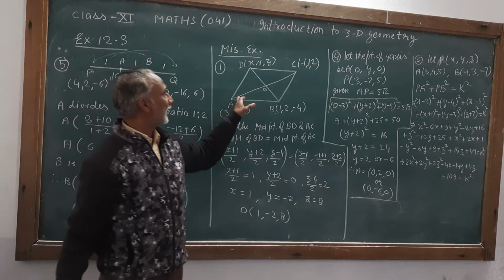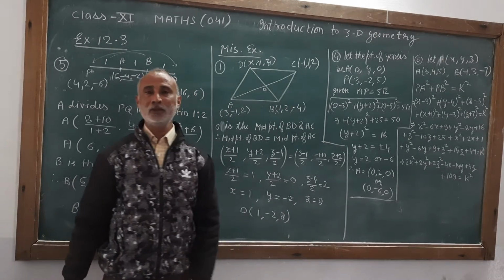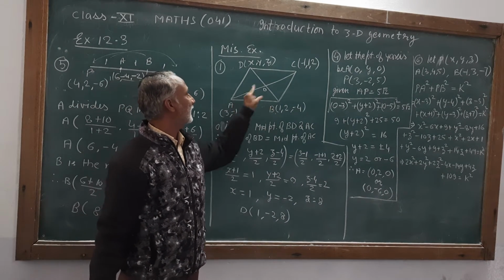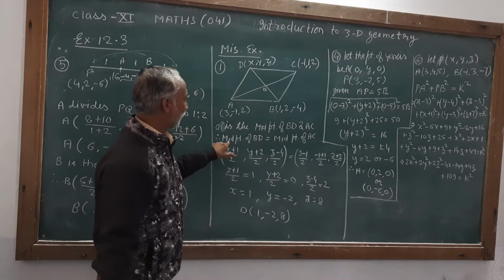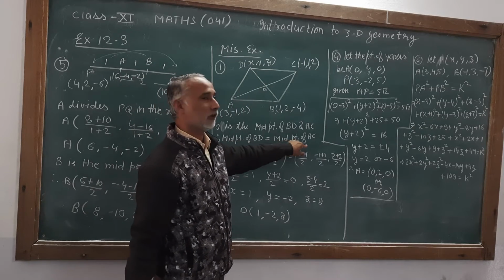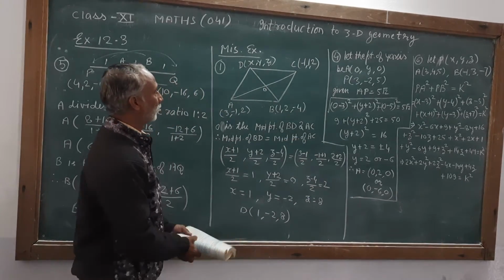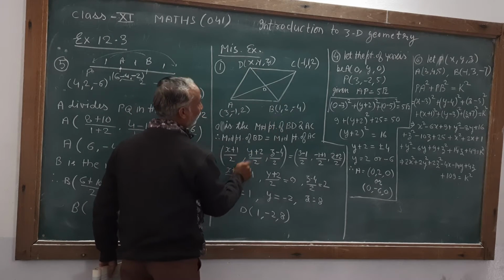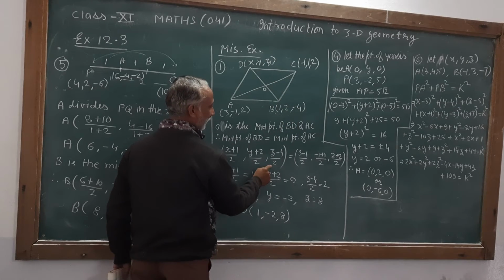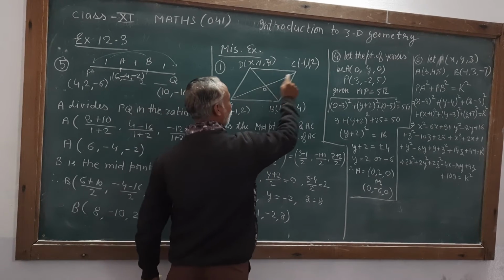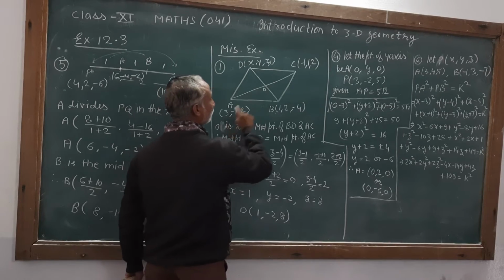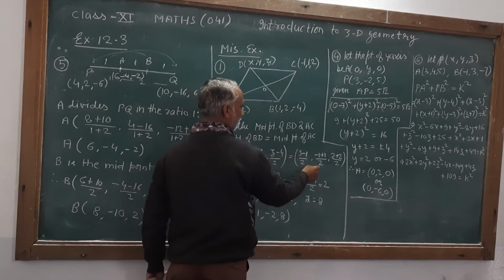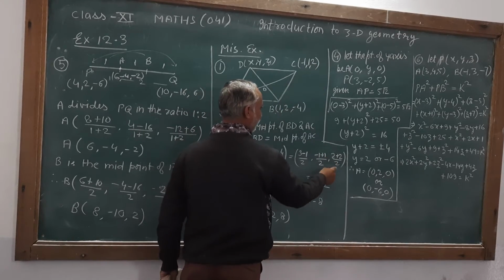Now join the diagonals AC and BD. As we know, in a parallelogram, diagonals bisect each other. So O is the midpoint of AC as well as BD. So the midpoint of BD is equal to the midpoint of AC. Again use the midpoint formula. (X plus 1) by 2, (Y plus 2) by 2, (Z minus 4) by 2. And from these two coordinates A and C, if you take (3 minus 1) by 2, (minus 1 plus 1) by 2, (2 plus 2) by 2.